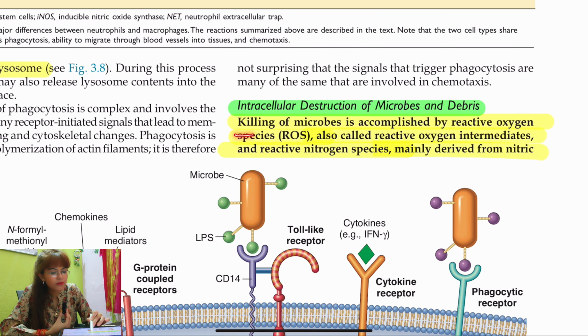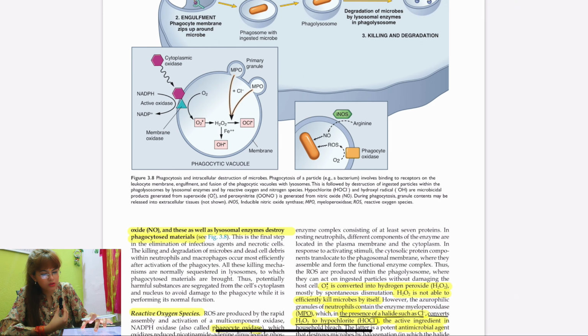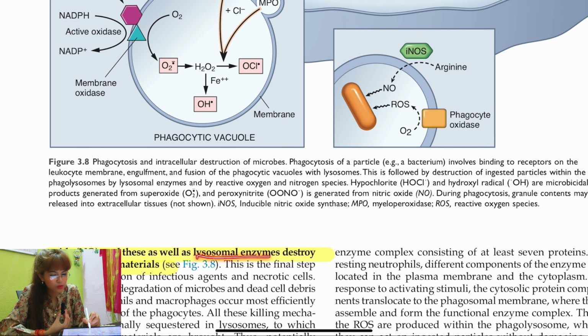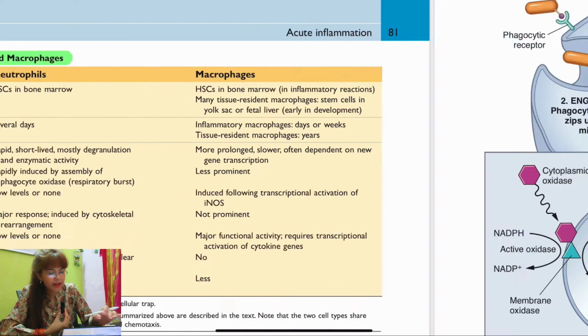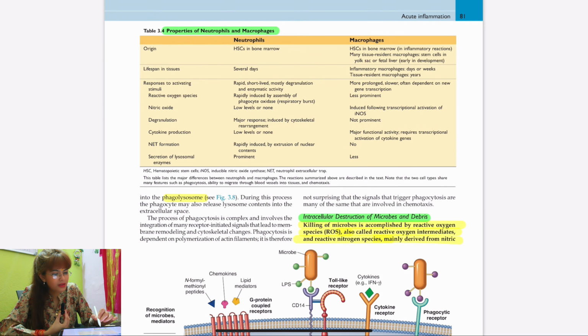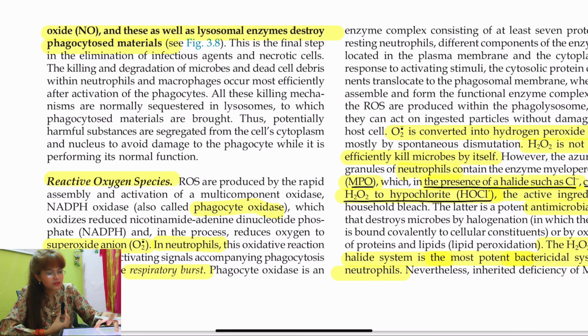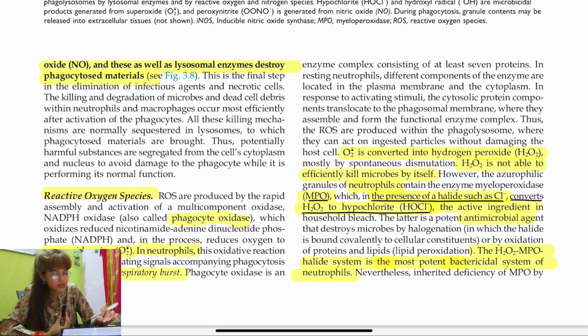Okay, so killing of the microbes is accomplished by the reactive oxygen species, also called the reactive oxygen intermediates, and reactive nitrogen species, mainly derived from nitric oxide. And these, as well as the lysosomal enzymes, destroy the phagocytosed material. Okay, so this is basically how there is intracellular destruction of the microbes by the reactive oxygen species. Now this reactive oxygen species, I'm not going to talk about this much.